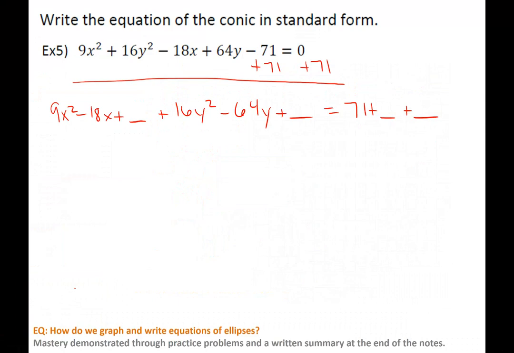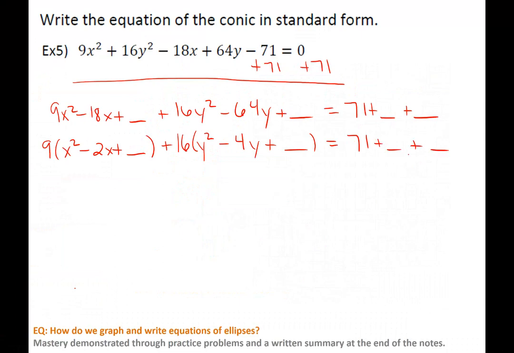So instead we factor. So let me actually factor out the 9. This time I get plus blank like that. So if I distribute the 9 back through, I should have mostly what I started with. We'll come back to that in a minute. I'm going to do the same thing with the y's. So I'm going to factor out 16, and I have y squared minus 4y plus blank, like that. And I still have all my blanks.